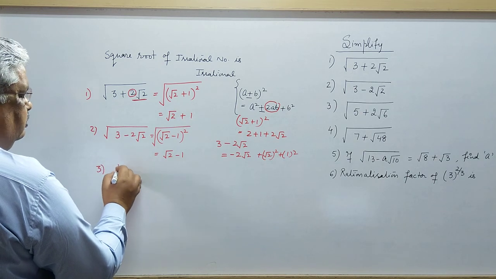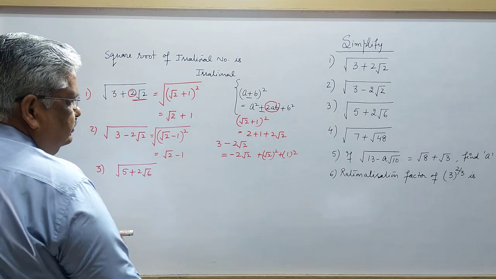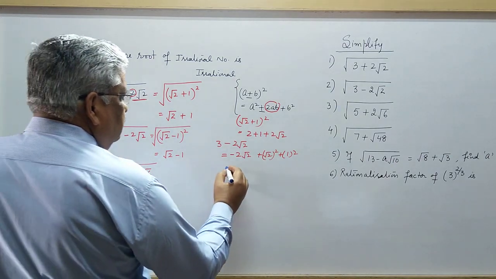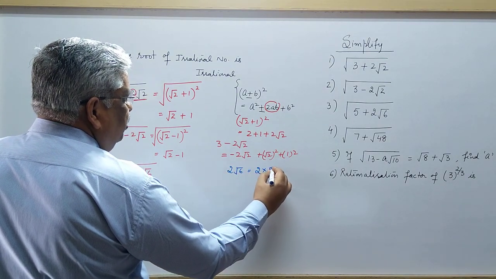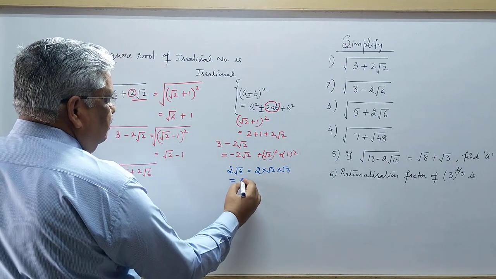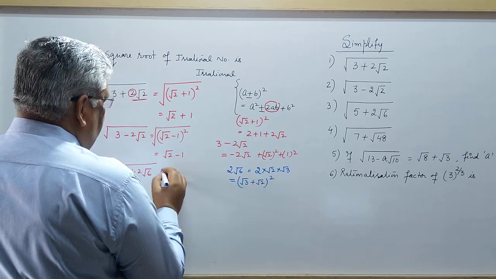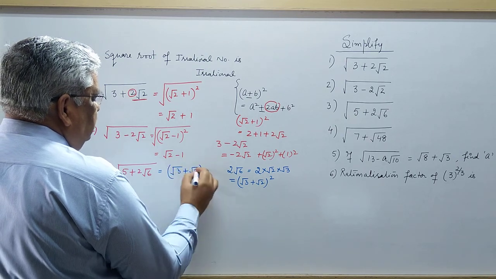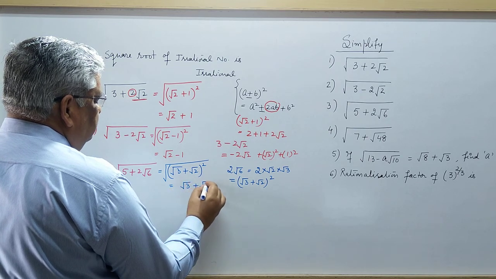Third question. Under root of 5 plus 2 root 6. In 2 root 6, you may note that this is 2 into root 2 into root 3. You may try on that way. Since there is a plus sign, you can write root 2 plus root 3 whole square. And if you simplify that, you will get this answer. Square root means try to make the square. It becomes root 3 plus root 2.